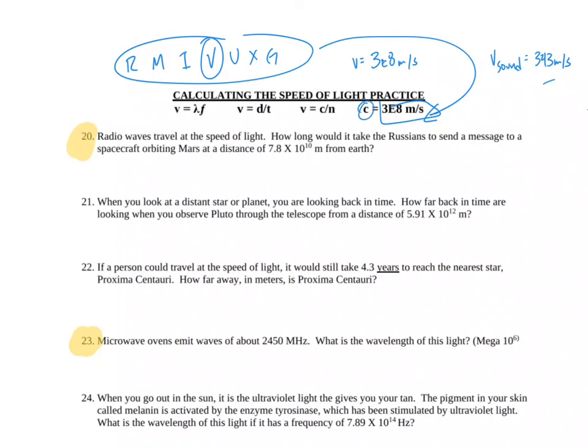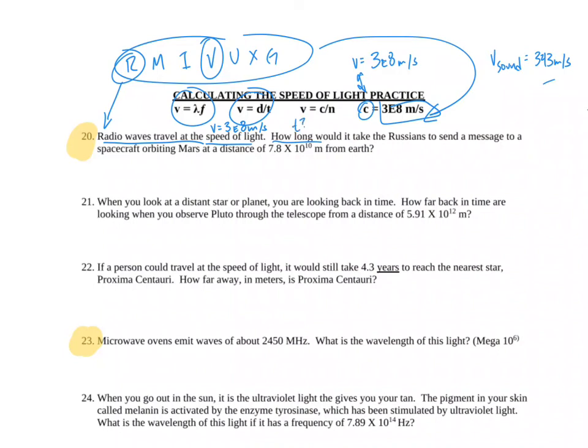So this C right here can also be interchanged with V in any of these equations, okay, because it is a velocity. So number 20, it says radio waves travel at the speed of light. So right now it's telling you radio waves travel at the speed of light, which is 3 times 10 to the 8. So it's telling you the velocity of those radio waves is 3 times 10 to the 8 meters per second. How long would it take the Russians to send a message? So how long would it take? It's asking you for time.